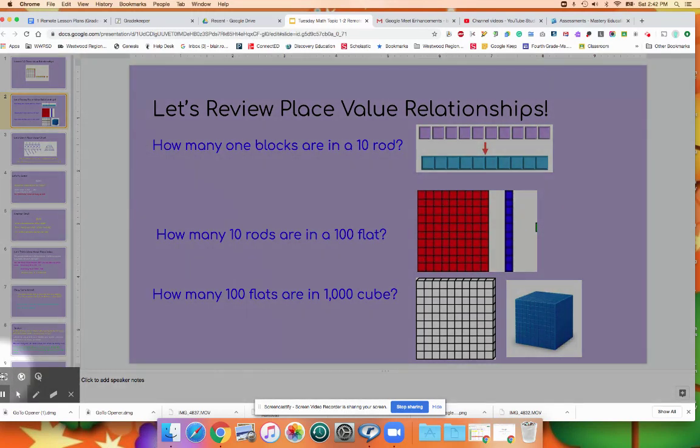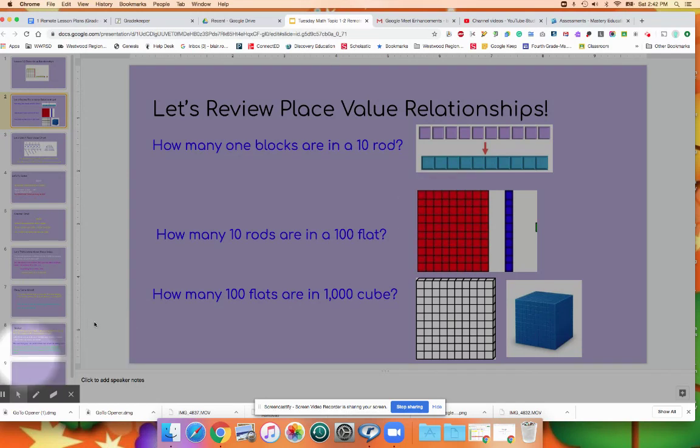So remember when we have our ones cubes and our rods and our flats and then the big cube, I just want you to think of those in your mind. So I'm going to ask some questions. How many ones blocks are in a 10 rod? Well, 10, I know. So then I want you to think about the rods, and how many of those 10 rods make up the 100 flat? I can hear you all the way from Westwood, everybody. I know you're saying 10, right?